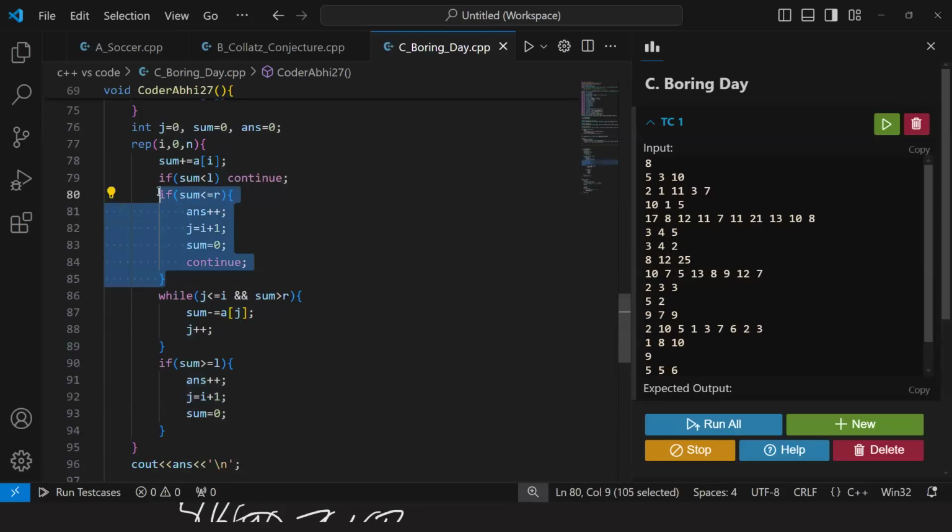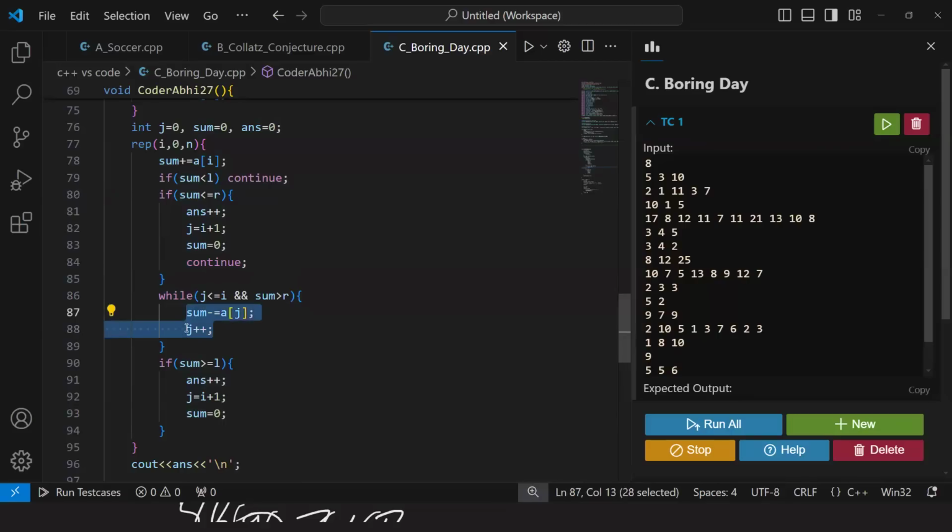Now if our range had exceeded R, what would we do? We would start removing from the j pointer. So until j is less than or equal to I and sum is greater than R, we will reduce our sum by aj and increase our j pointer. So till the time sum is below R, we would do this thing. If sum is above R, we would do this thing.